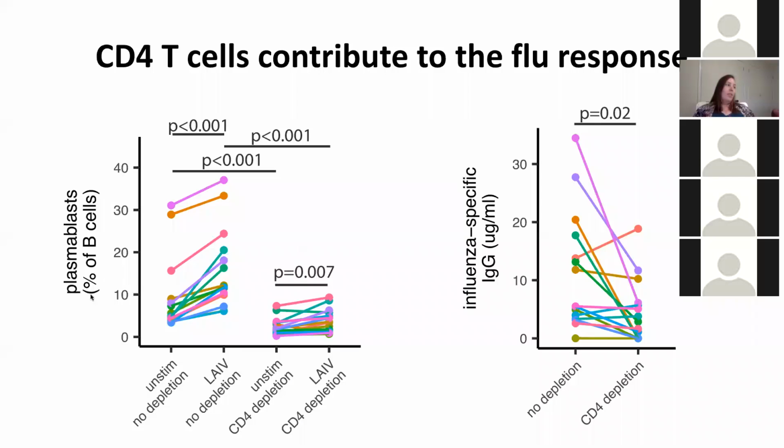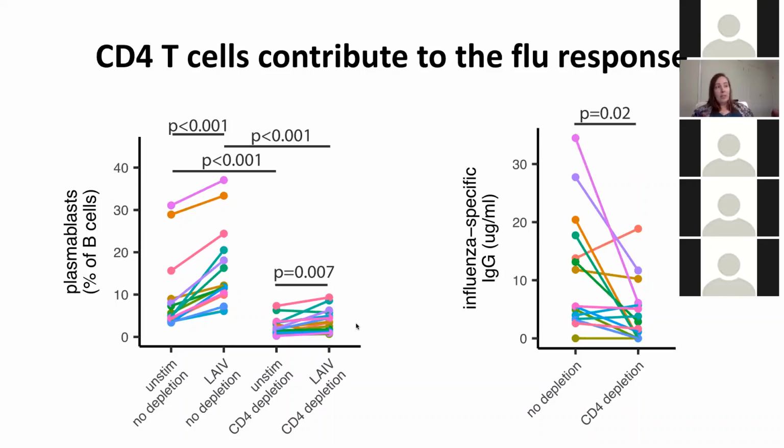We looked at depleting the CD4 T cells in both unstimulated cultures and flu vaccine stimulated cultures. We looked for plasmablast differentiation. And you can see under wild type conditions, as I showed before, with flu vaccine stimulation, we get more plasmablasts. Under CD4 depleted conditions, it actually doesn't seem to matter whether we have unstimulated or flu stimulated cultures. We see overall a decrease in plasmablast differentiation potential, though there's still a little bit of plasmablast here.